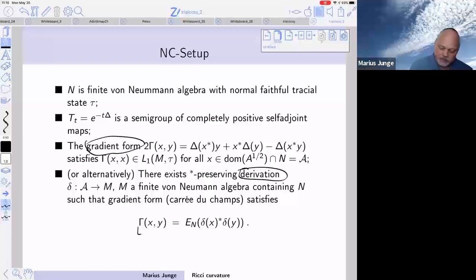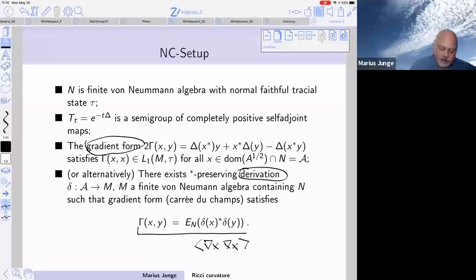And the connection between the two is given like this. Gamma of xy is the conditional expectation delta of x star delta of y. And this conditional expectation replaces the inner product, what we have seen before. So this is conditional expectation.